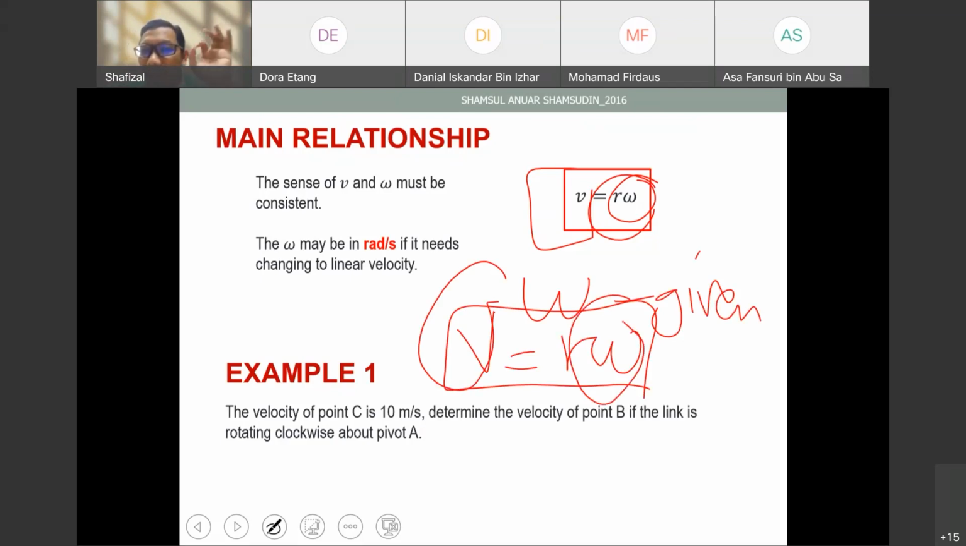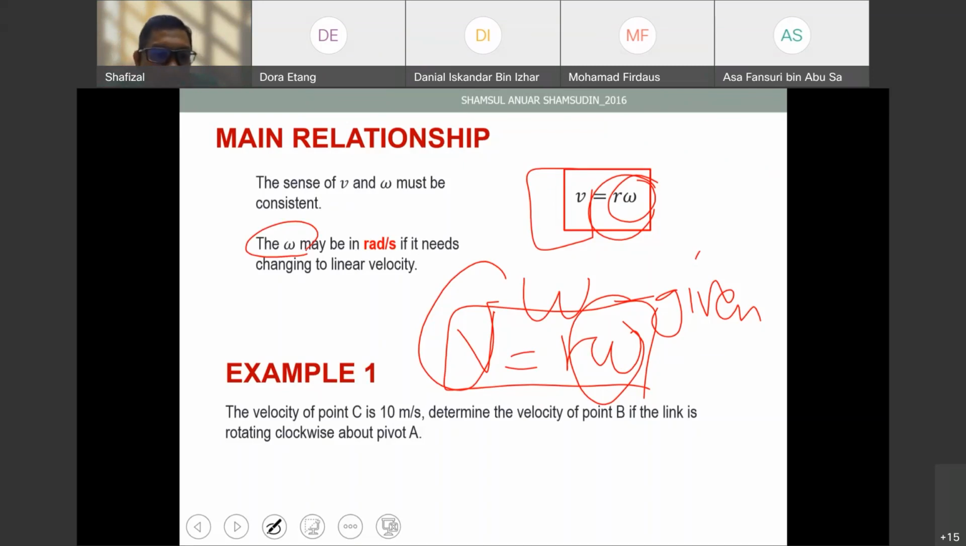Kena ingat, you have to remember this equation, alright, untuk mencari nilai velocity. Ataupun when we know the angular velocity, we can find the velocity. Sama juga, when we know the velocity, then we can also find the angular velocity. For this case, omega should be in radian per second. If you want to find the linear velocity in terms of meter per second, then we have to change it into radian per second first for the angular velocity.